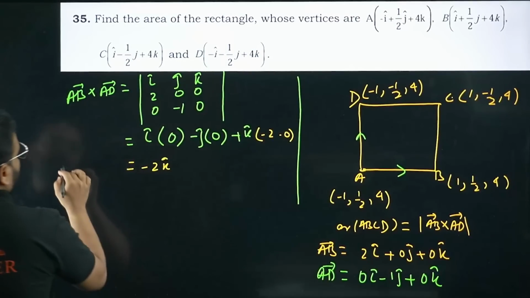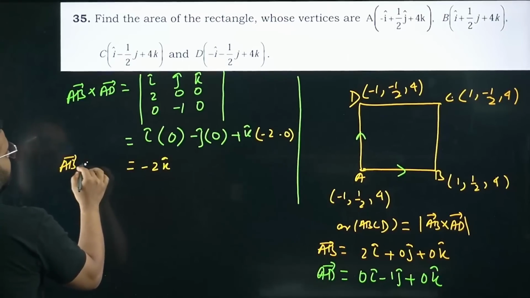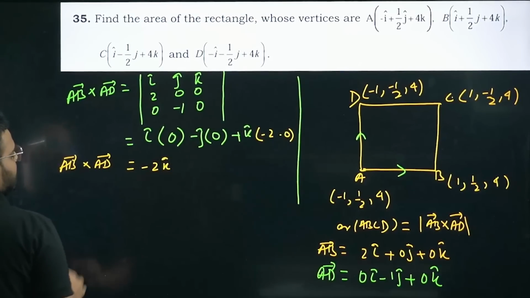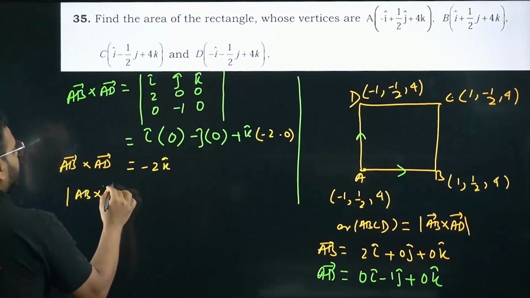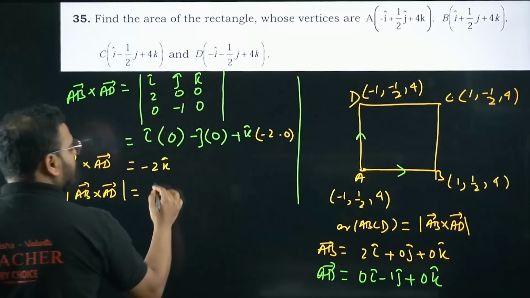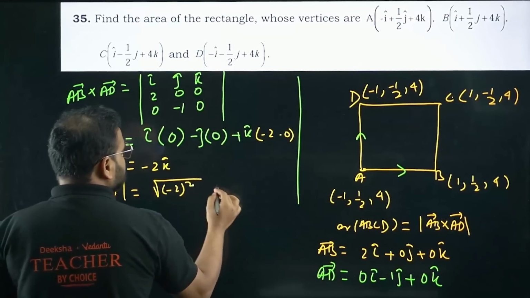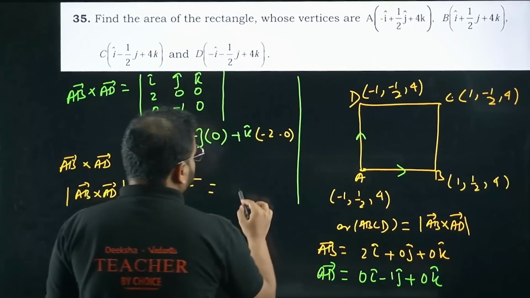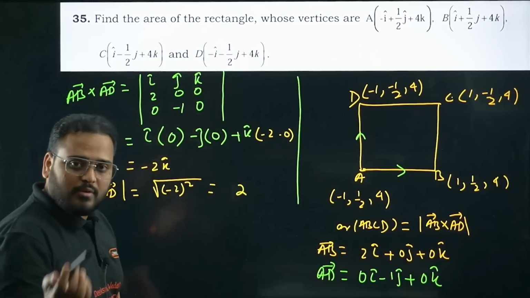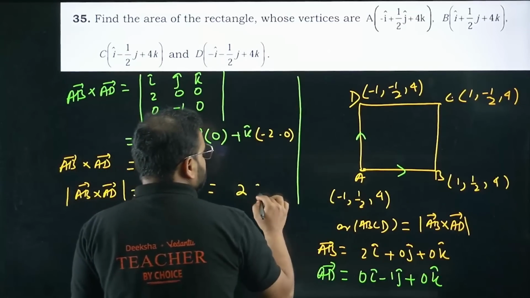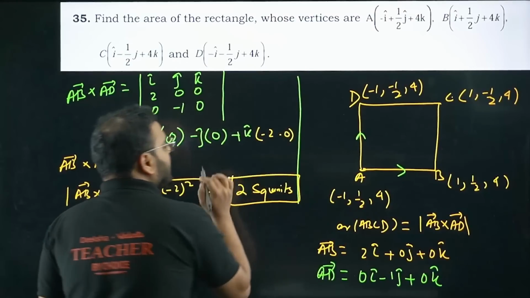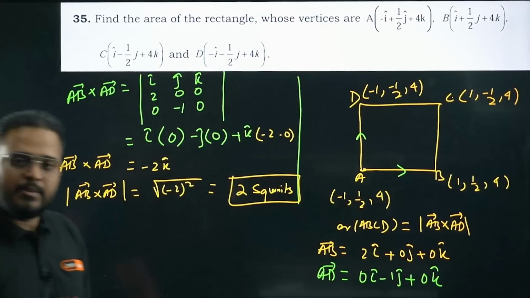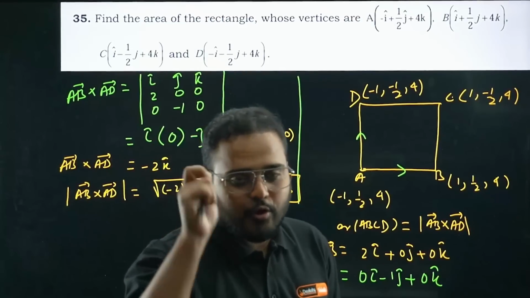This is nothing but vector AB cross with vector AD. We're looking for the modulus. So right here, AB cross AD modulus will be nothing but root of minus 2 the square. How much is that? Simply 2. It's the area, right? So always positive. So we'll take only positive. Square units. Is that clear? Simple question or not? Very simple. Won't you all agree with me?